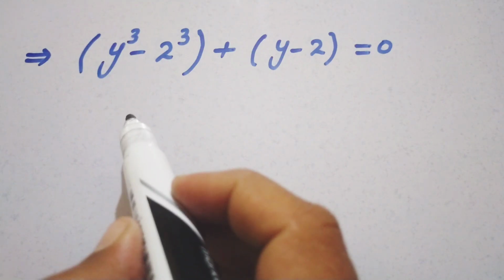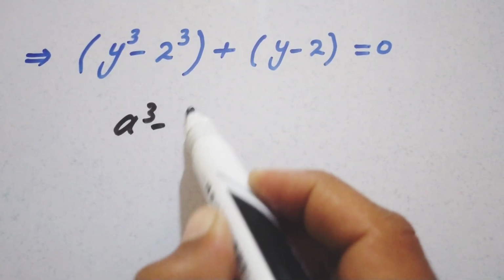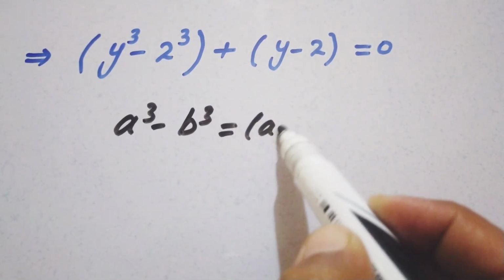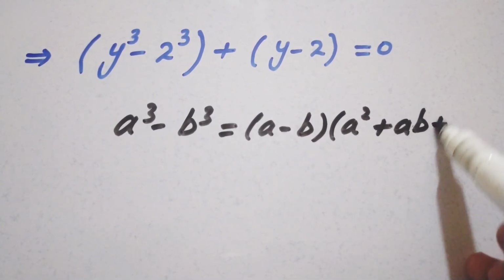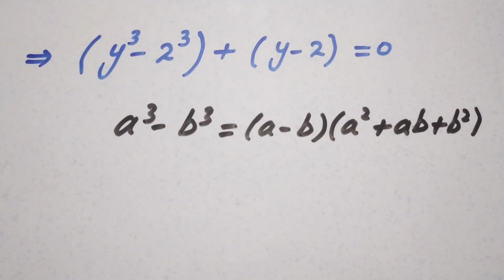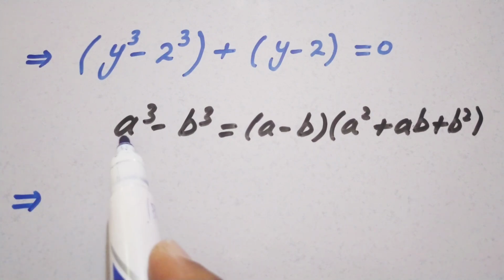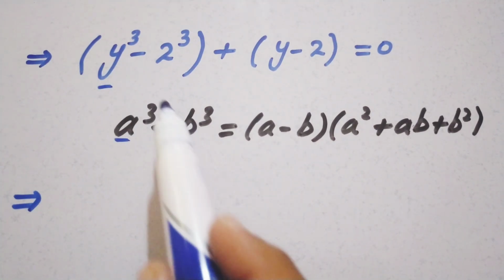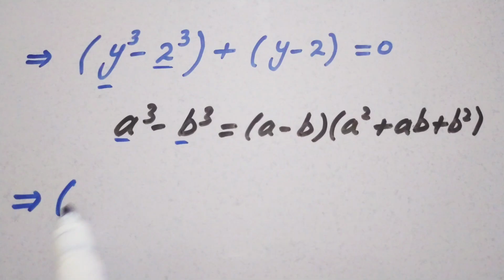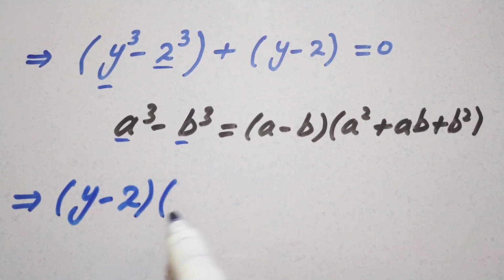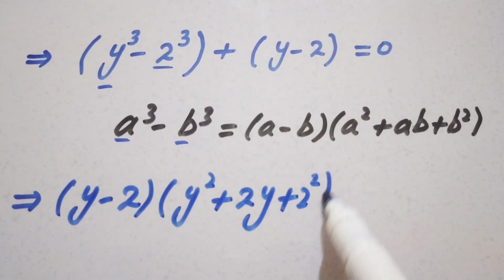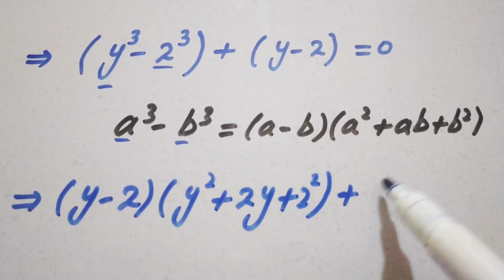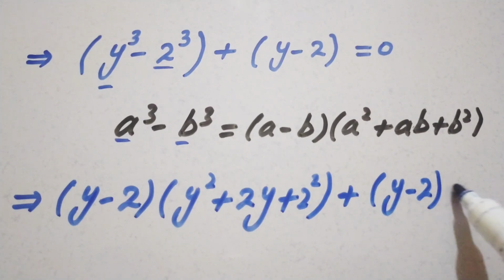Now by using an algebraic identity, if we have a cube minus b cube, this is equal to a minus b into a squared plus ab plus b squared. So by using this algebraic identity for the given equation, the value of a is y, and in the place of b we will use 2. So this will become y minus 2 into y squared plus 2y plus 2 squared, and plus y minus 2. This whole thing is equal to 0.